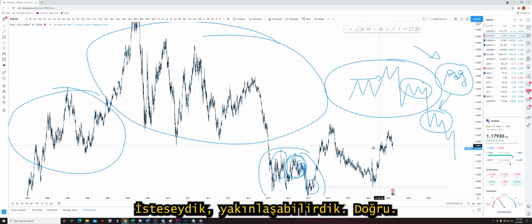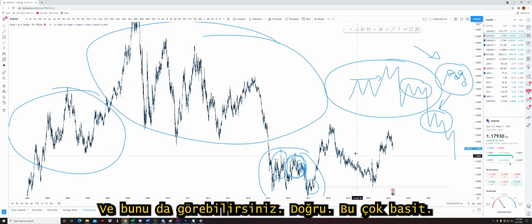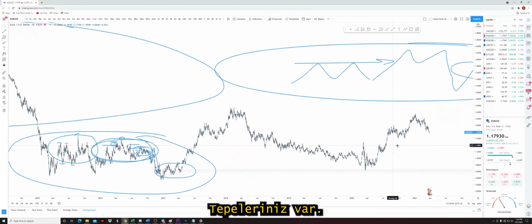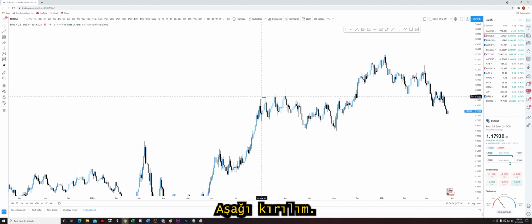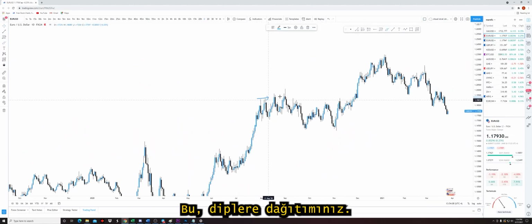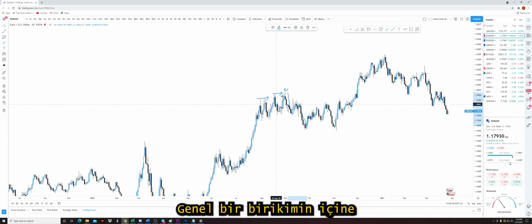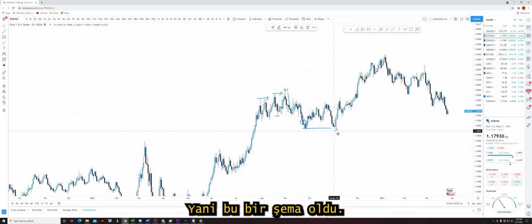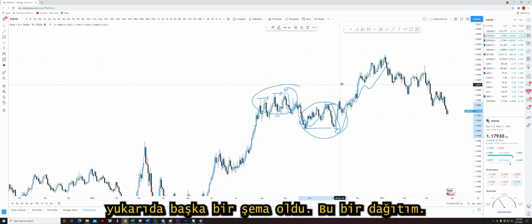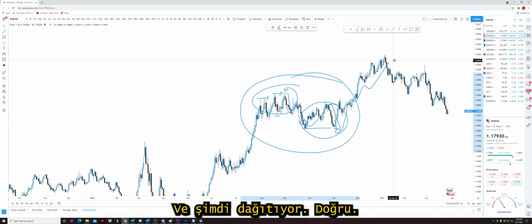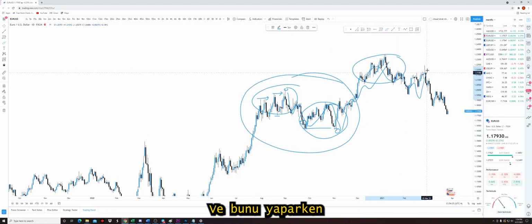And again, you shouldn't have to see the price action or the candles to know what's happening. If we wanted to, we could zoom in, and you can see it as well. This is very simple. You have highs liquidated, highs liquidated, the breakdown, that's your distribution, into the lows liquidated, into an overall, what? Accumulation. So that became one schematic, two schematic, which is an overall schematic as well. Became another schematic up here. That's a distribution. And now it's distributing.